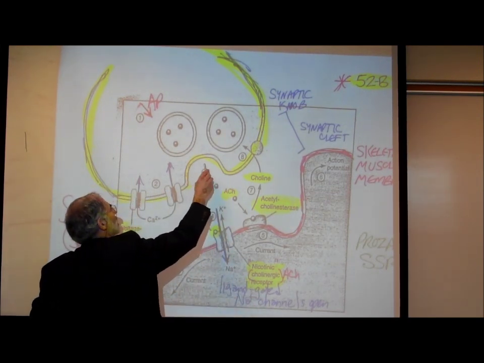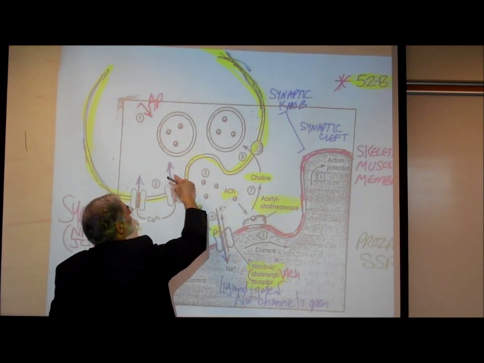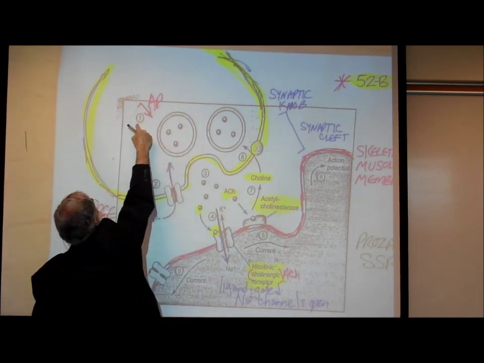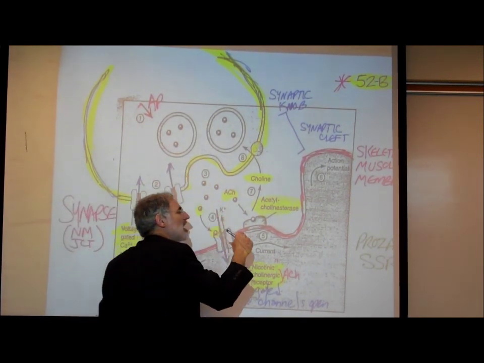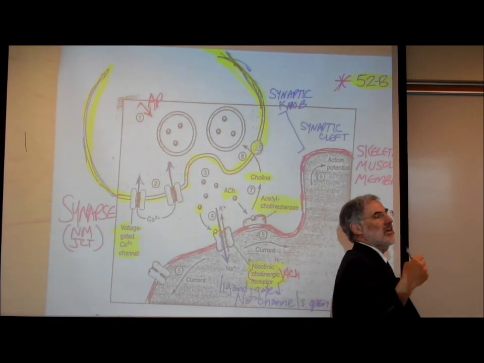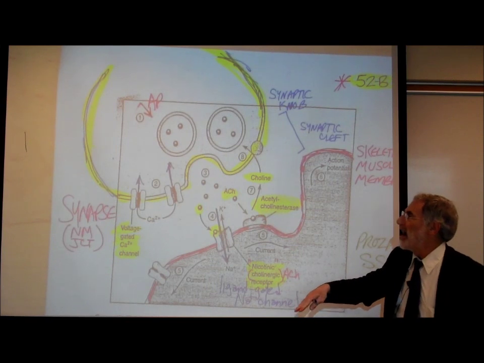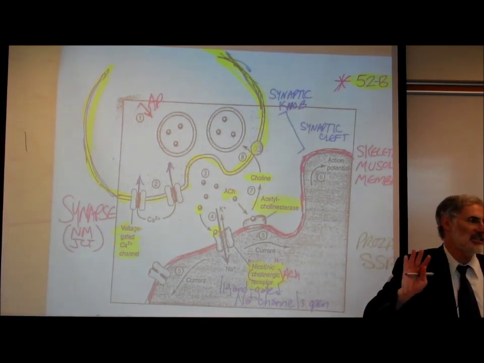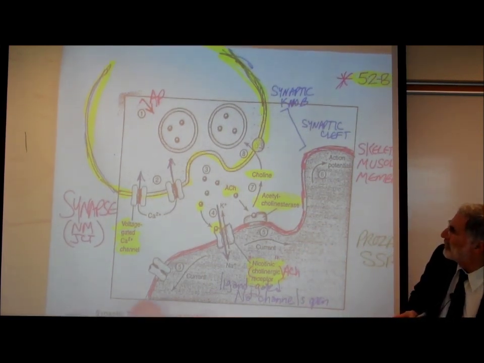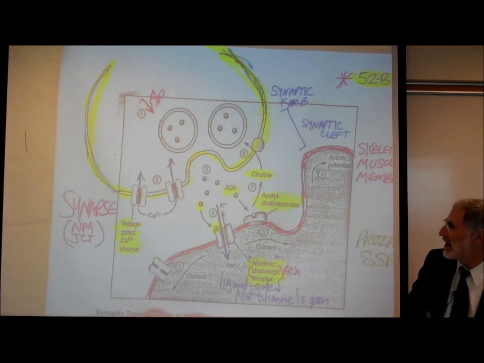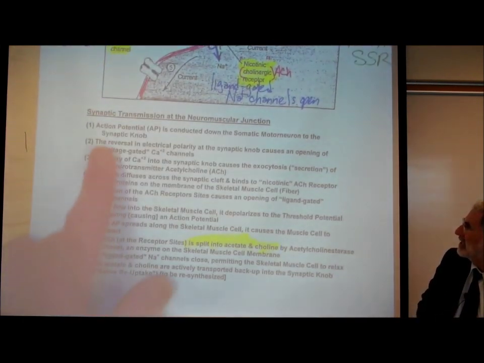Now, as you look at this picture, you'll notice that it's got numbers. And here's number one, and number two, and number three. And it's showing a sequence of events that occur at the neuromuscular junction. We're going to walk you through each of these steps. They are all fully described. I wrote this out in my own words right down here.